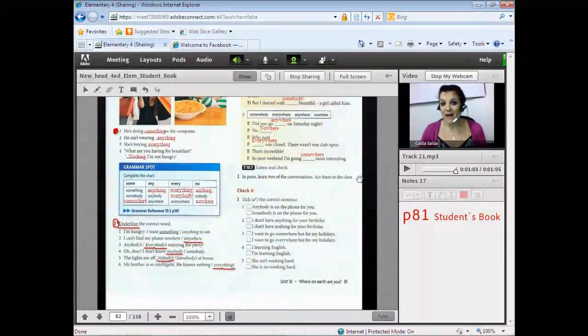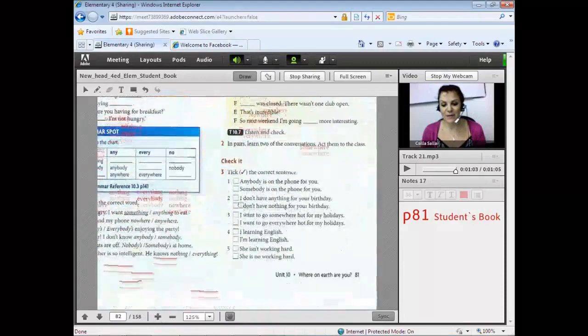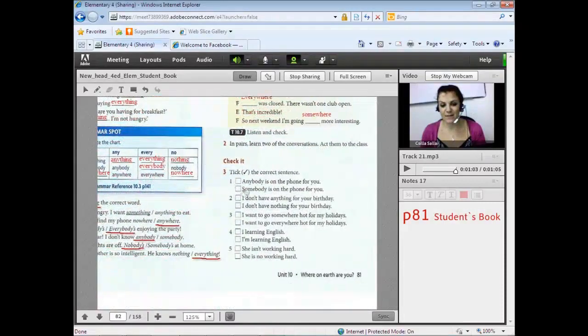And we have come to our last exercise today. So look at exercise number 3. Here on the same page. That's right. It's this one down here. In this exercise, we need to tick the correct sentence in each case. There are 5 different cases, so look at number 1. Let's do this one together as an example.